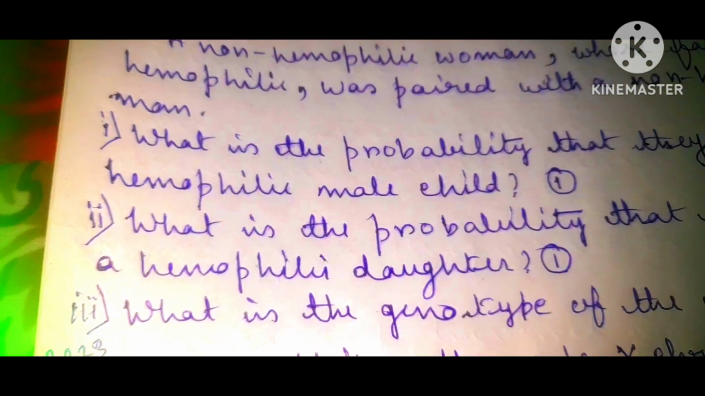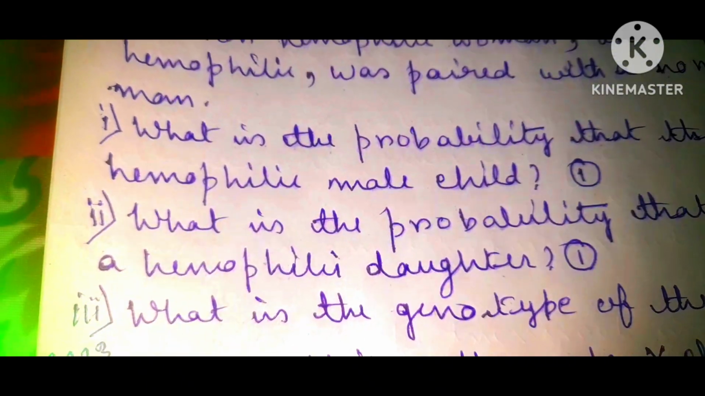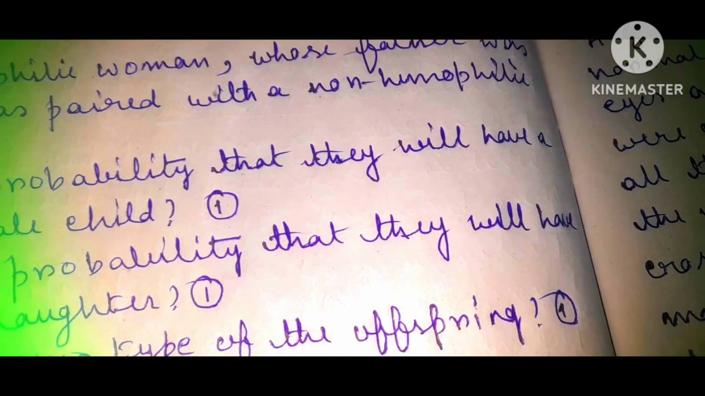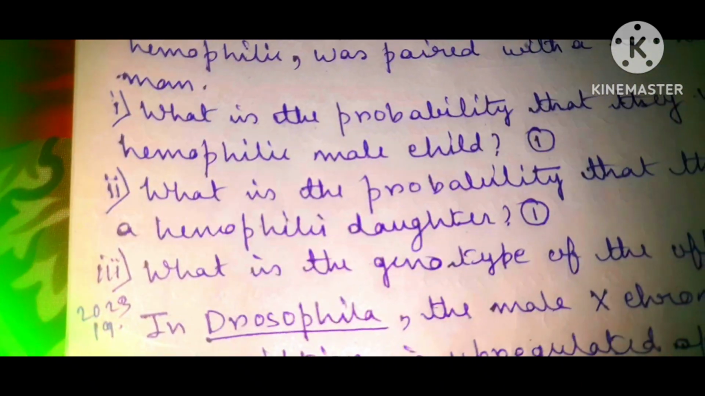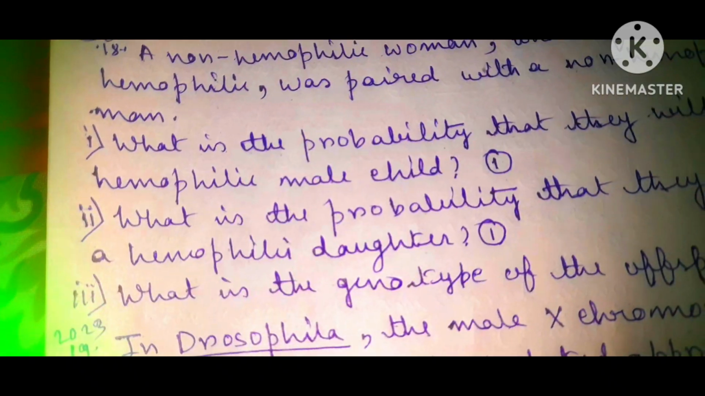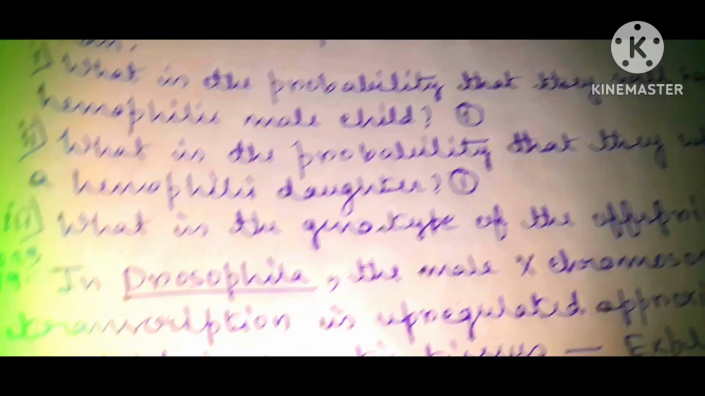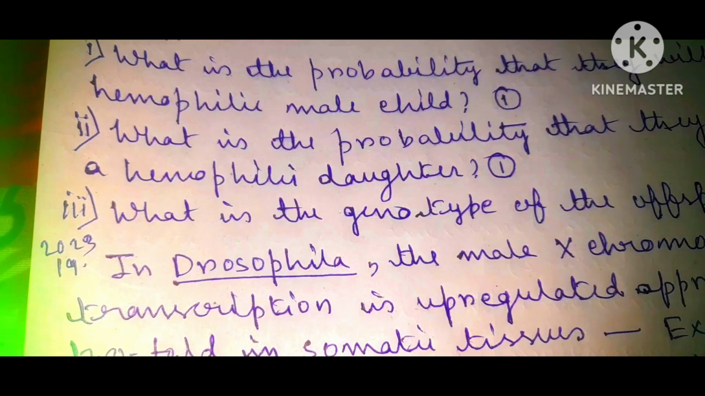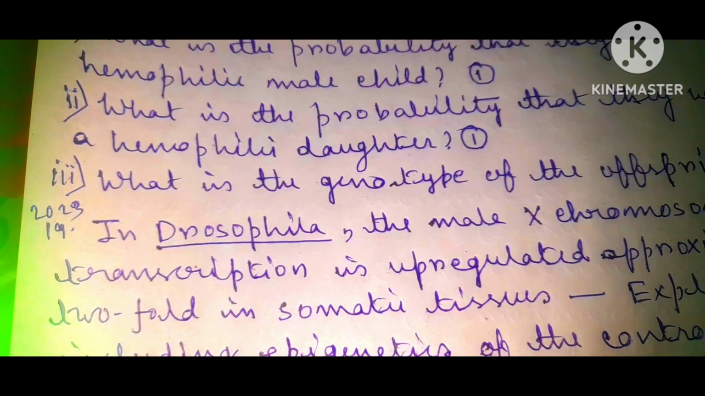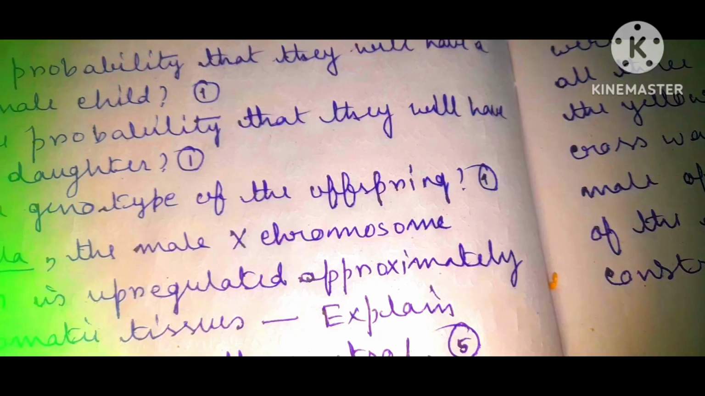Next question. A non-hemophilic woman whose father was hemophilic was paired with a non-hemophilic man. Now the problem is: number 1, what is the probability that they will have a hemophilic male child, carrying 1 mark? What is the probability that they will have a hemophilic daughter, carrying 1 mark? What is the genotype of the offspring?